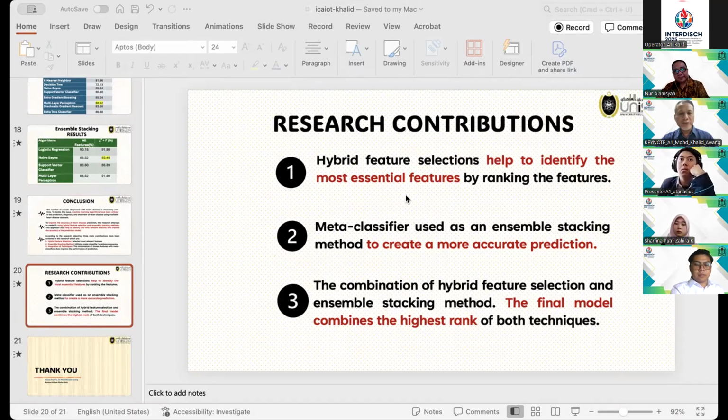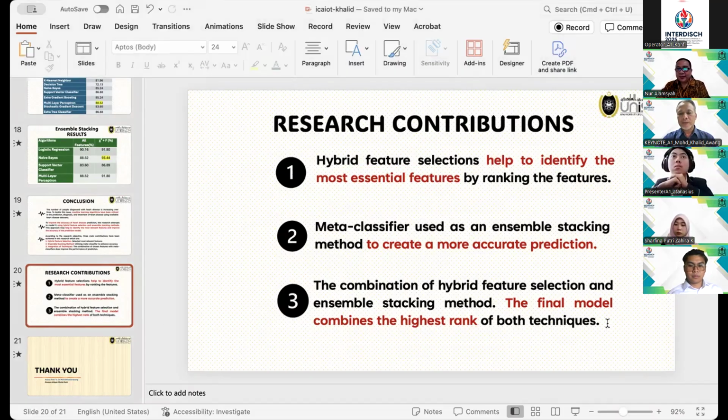I think, Prof, that's all for my short sharing session today, Prof. Okay, thank you very much, Prof. Muhammad Khalid. I think it is very interesting research for me.